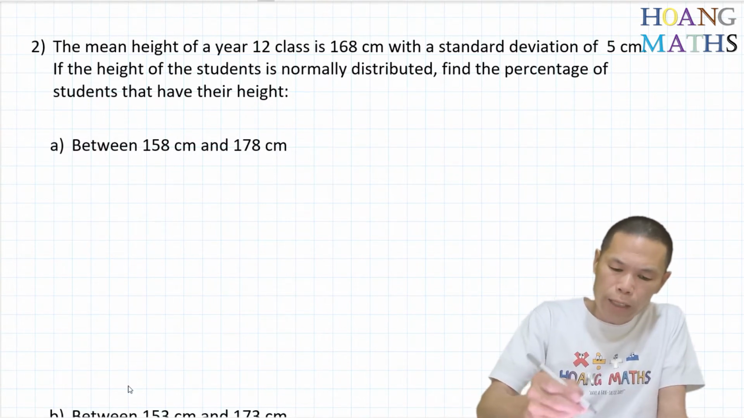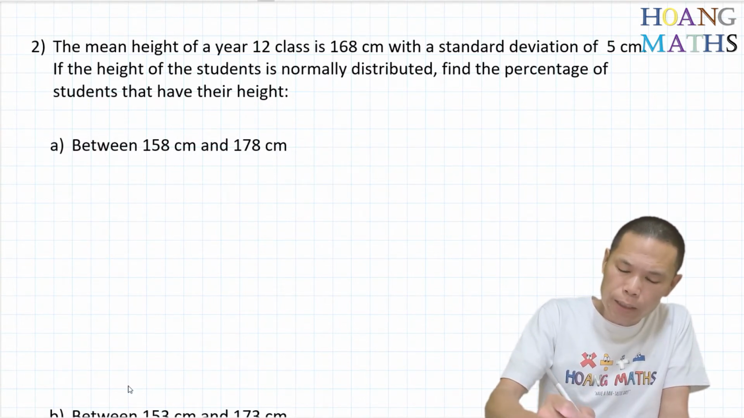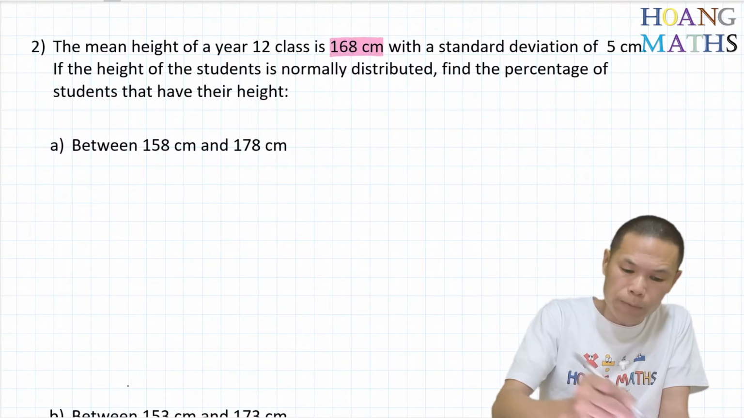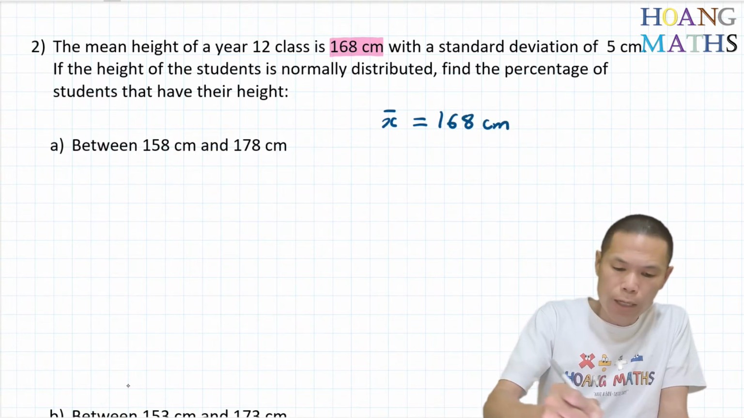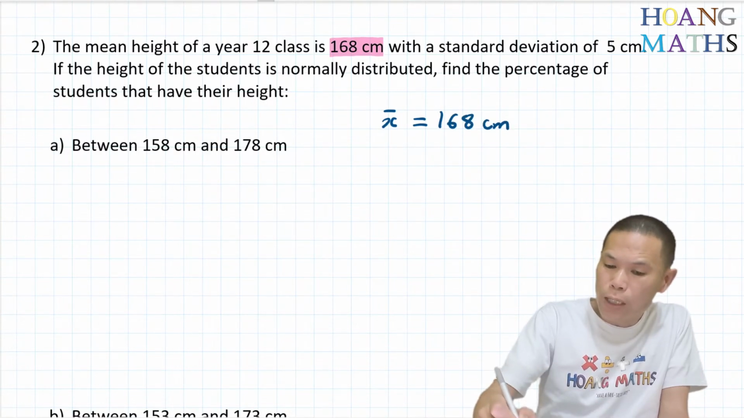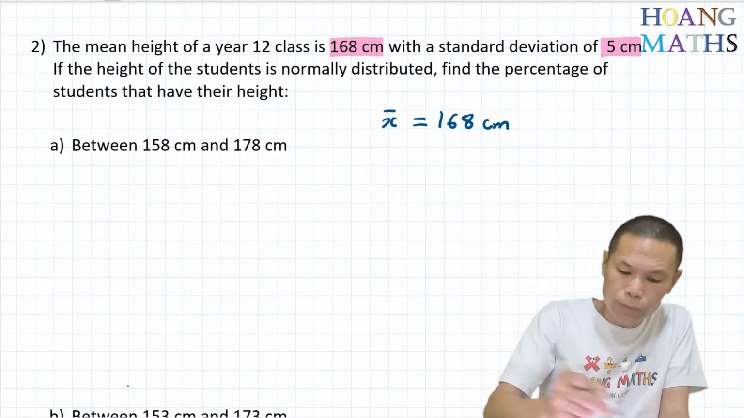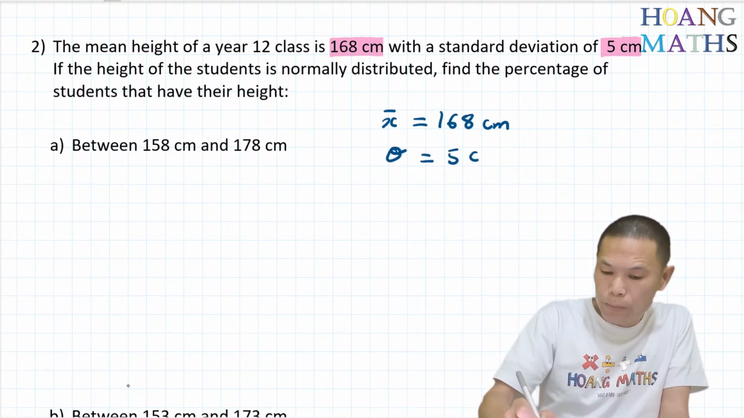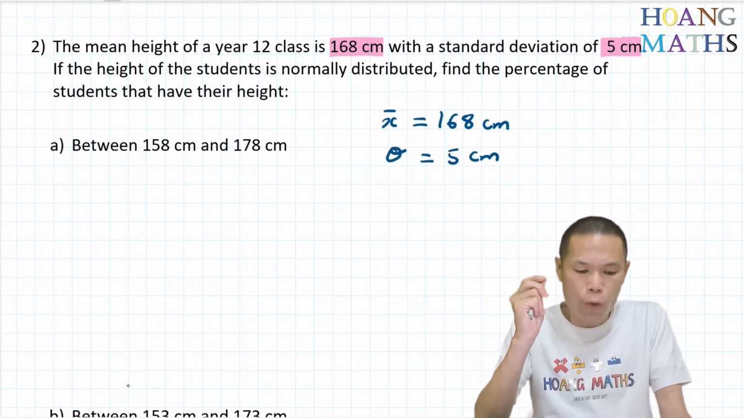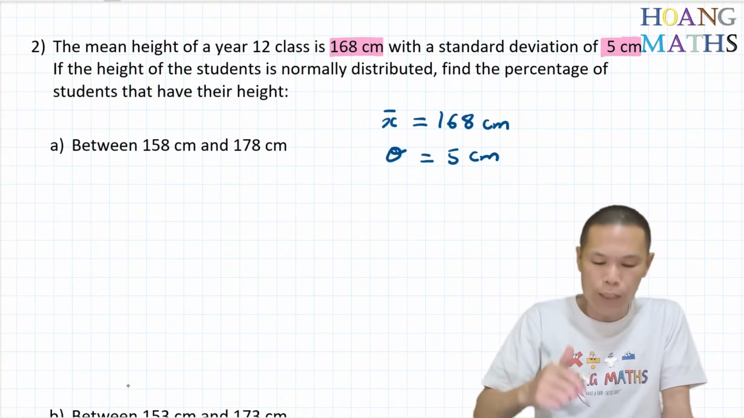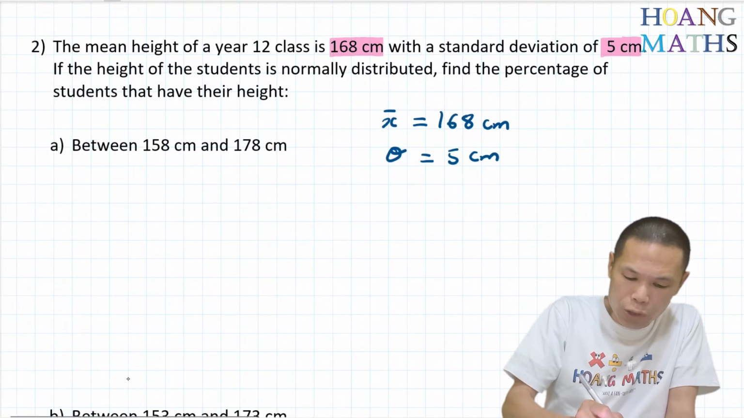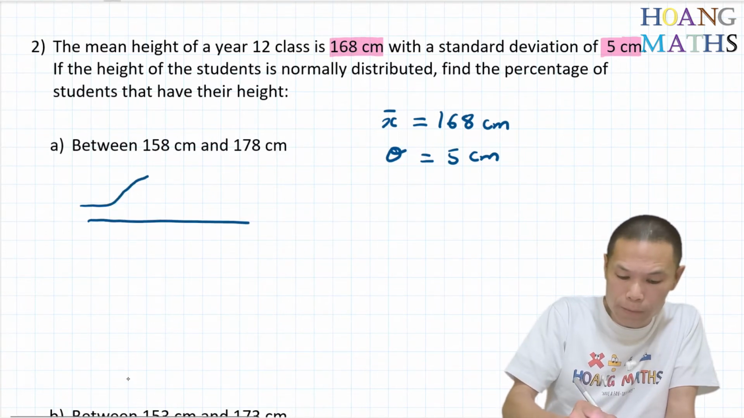So we know that the mean is 168 centimeters. So let me just note this down. The mean is 168 centimeters, and the standard deviation is 5 centimeters. And the question is asking for between 158 centimeters and 178 centimeters. So let me just quickly draw a bell curve first.